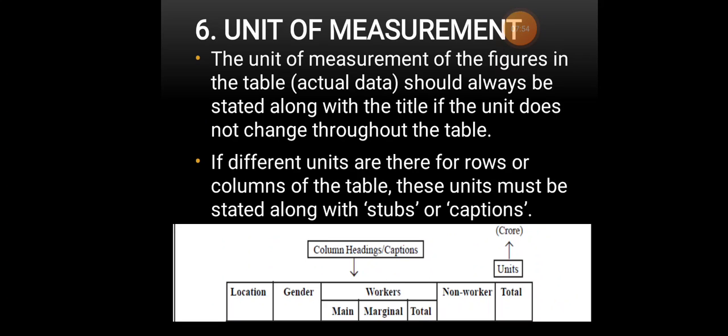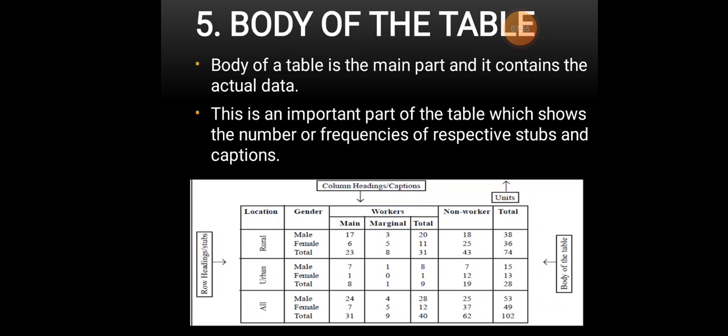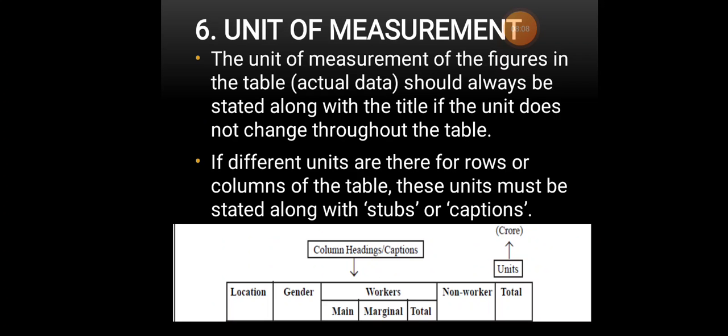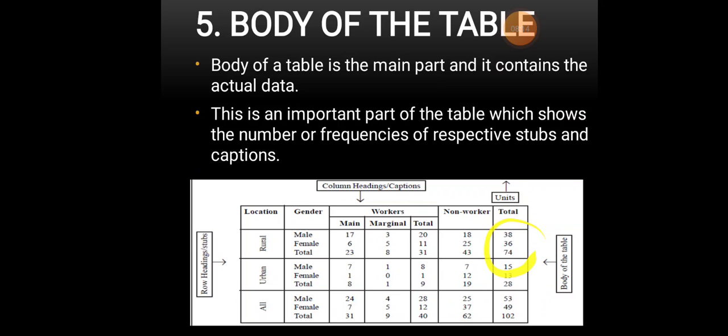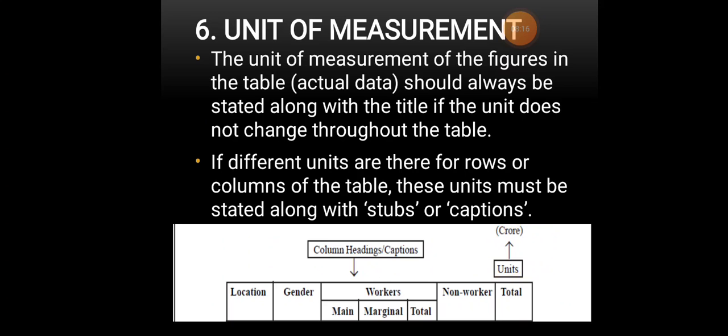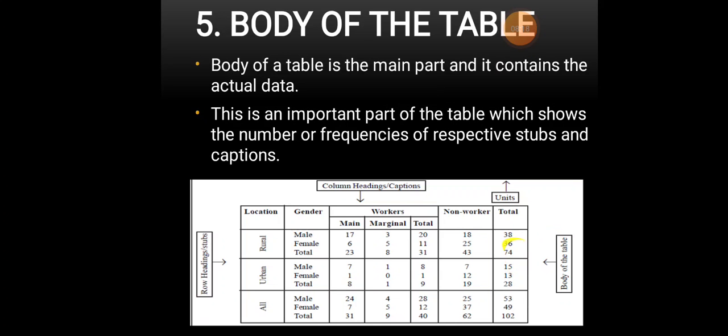What happens normally in the body of the table, when I come here, I cannot write 38 lakh here, I cannot write 5 zeros, maybe 7 zeros for crores. So it will be very difficult. Because of this, we give the unit of measurement, which will be easier. Here I cannot tell that it is 38 crore, it is 36 crore, so it will be very difficult.